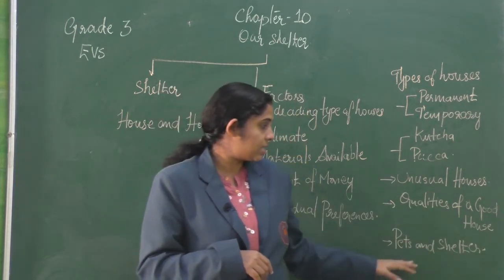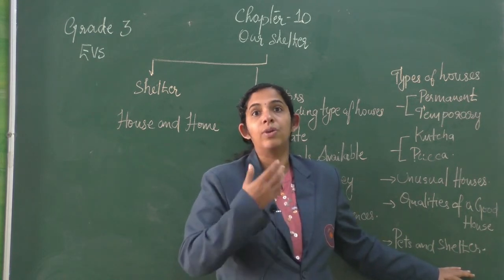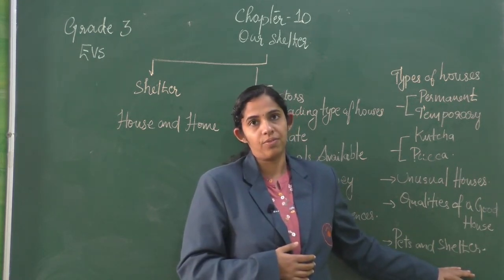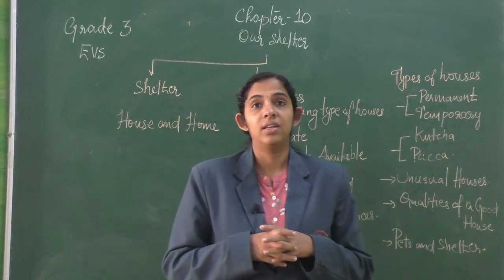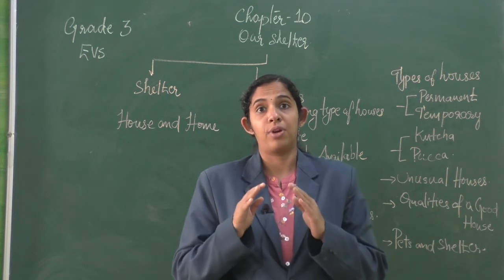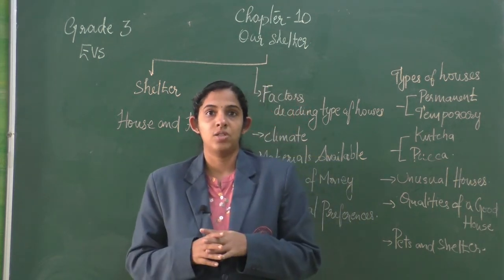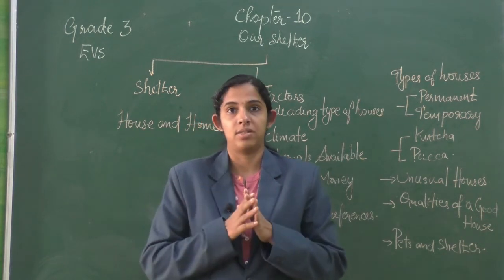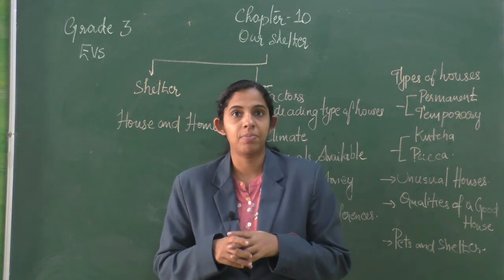Next, in the last section of the chapter, we have seen different pets and what we call their shelters. We have also seen the importance of keeping the house clean and hygienic, and how we can keep the house safe from insects and rodents. So these are a few of the points we have discussed in the chapter. So children, that is what the mind map is all about.